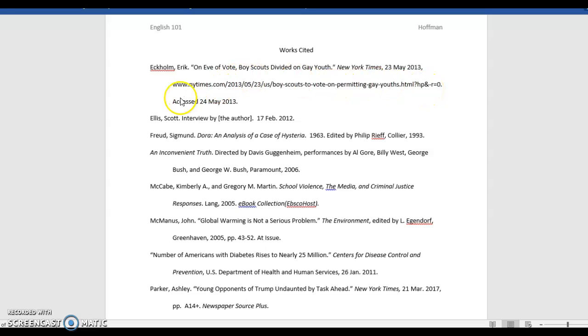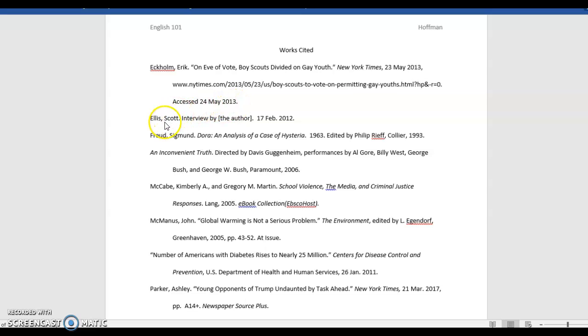A feature that I ask you to do is say, when did you get this? That's the access date. This, by the way, is an option in MLA format. It is not always included. The handbook does give it as an option, and in my classes, I want it. Access 24 May 2013.